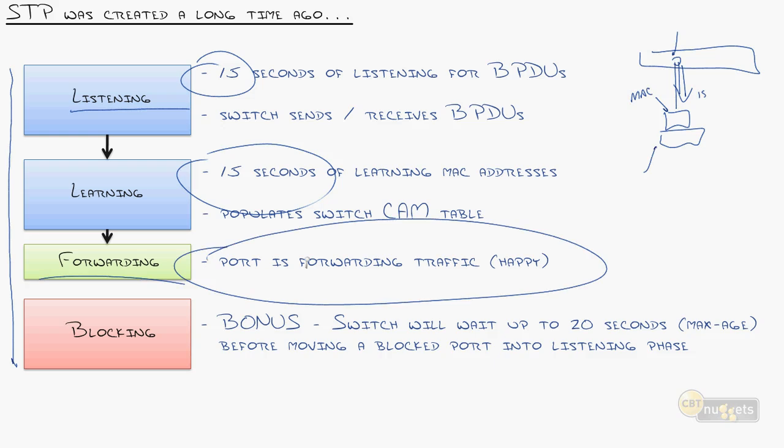Everybody's happy. We can surf the net. We can do whatever we need to do. Now, there is also a blocking state. We'll call this a bonus timer, a bonus penalty. If a switch port is in a blocking state, the switch could wait up to 20 seconds, which is known as the max age, before moving a blocked port into a listening phase.